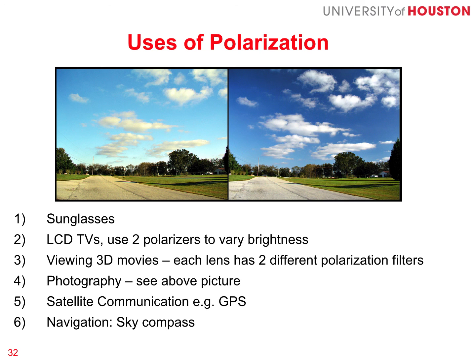There are a number of uses of polarization. Perhaps the most obvious is sunglasses. These polarize light in order to reduce the intensity so we can see better in bright conditions. LCD TVs use polarizers to vary the brightness based on the same principle. They are used in viewing 3D movies, photography. In the above picture, a polarization filter is attached in front of the lens, and this gives a nicer view of the sky. They are used for satellite communication, and they can be used for navigation.